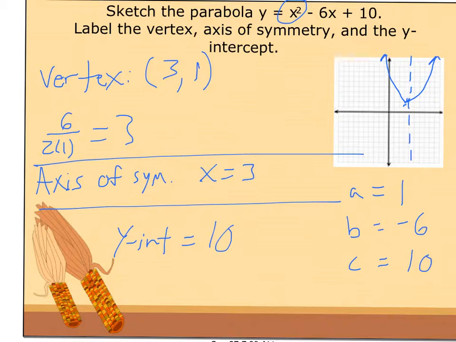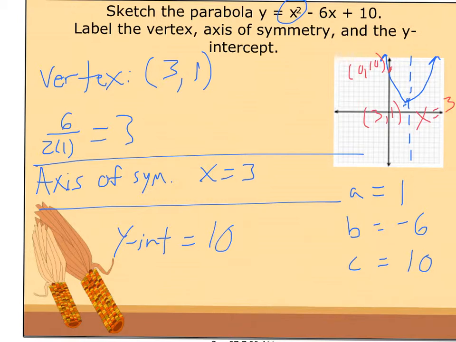Okay. This axis of symmetry was at x equals 3. This vertex was at 3, 1. Okay, and here's when I want to talk about the reflection point. So let's say I've got my y-intercept at 0, 10. Okay, this is the concept of a reflection point.